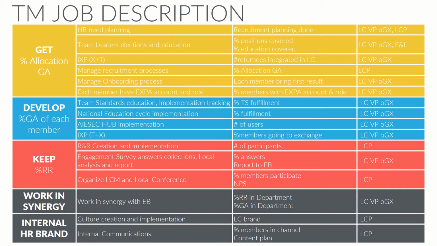Next one, national educational cycle implementation. Also percentage of fulfillment. We have an amazing tool where it is divided by topics like general knowledge for team leaders, OGV, OGT, OGE, soft skills. So here you can find all the information. Also here is a tracking tool where you can see the progress, and be sure that your members have all the necessary education. Also in synergy with LCVP OGX, because this is the first person who provides most of this education, to be sure that it's done in the right way, and also how it influences the result. IC Hub implementation.